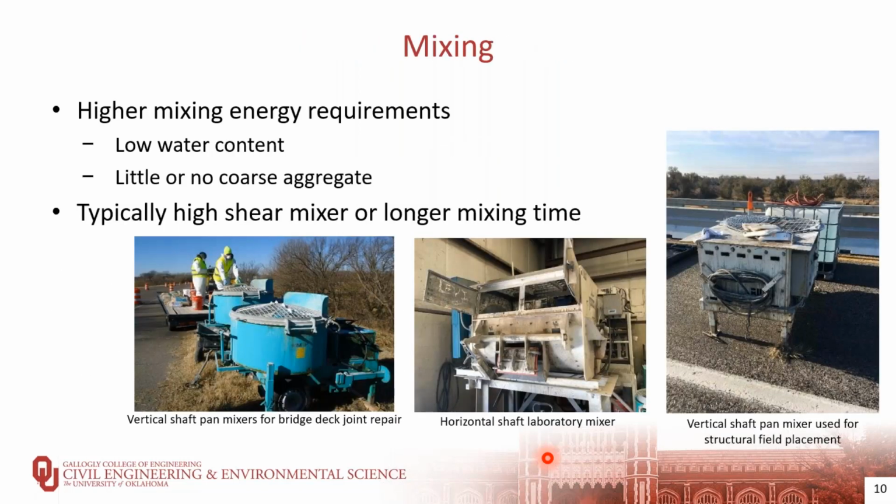In terms of mixing UHPC, it does require a higher mixing energy requirement because the water content is very low. There's typically no coarse aggregate in the mix, so you need something to provide the shearing action. So a high shear mixer is often used, but a longer mixing time can be used in a more traditional concrete mixer. And here we show a couple of different mixers that we have used here in Oklahoma. So on the left and right are vertical axis pan mixers used on projects in the field. And the one in the middle is a horizontal shaft paddle mixer that we use in our lab.